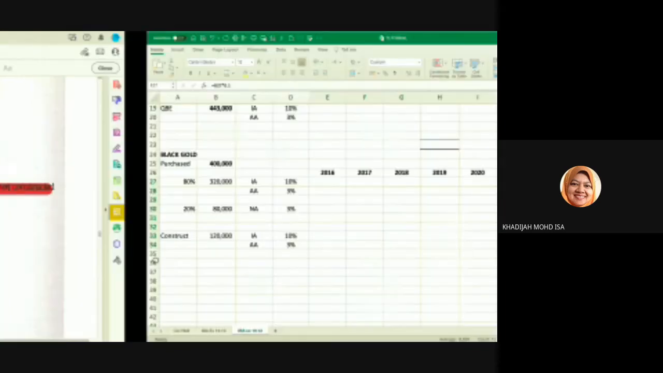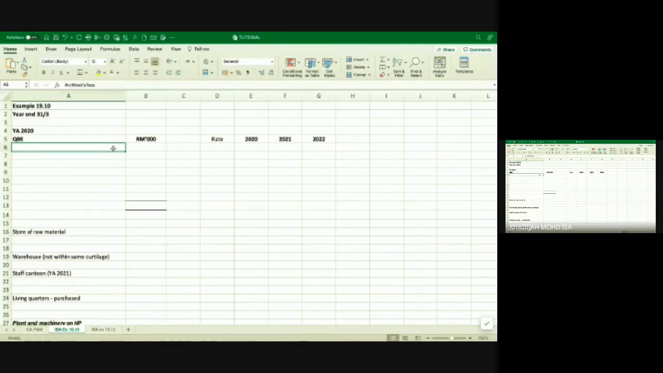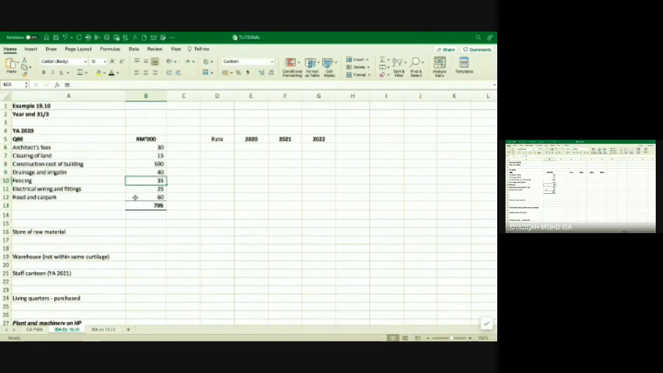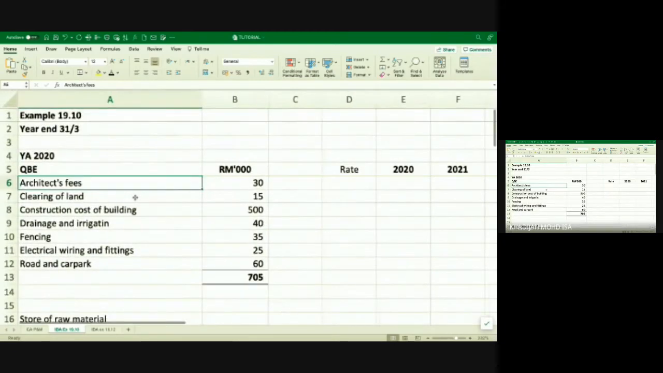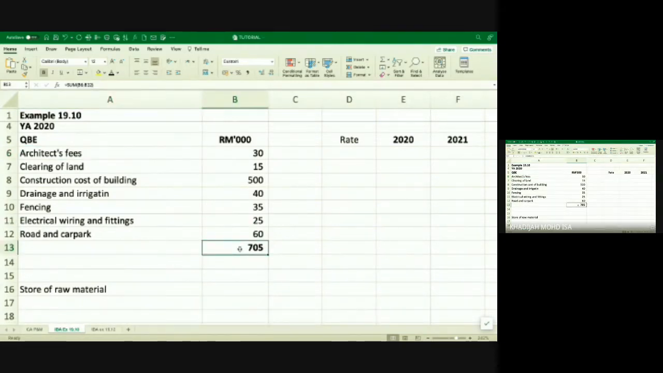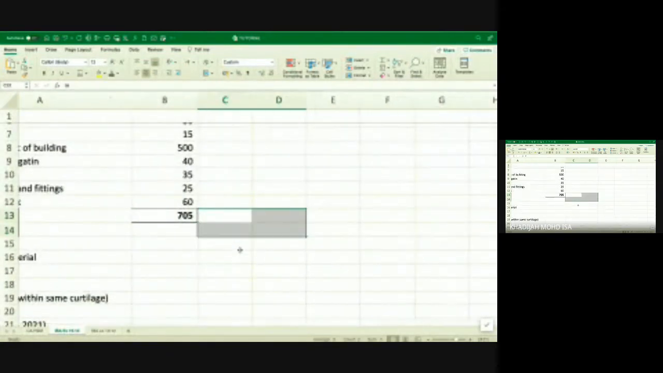Okay, let's look at the answer. What's your QE? How much is your QE? $705,000. So you identify which costs are qualifying expenditure, and then determine the total QE. In this case, your QE is 705,000. Once you have your QE, then you can compute your IA and AA.